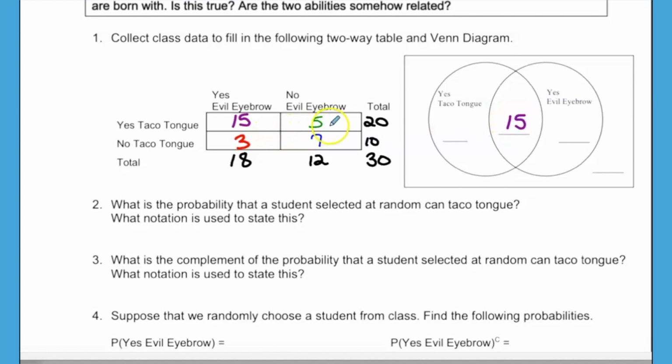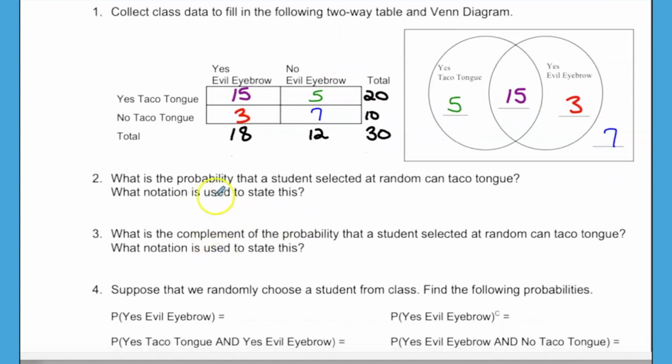This is a set of sample data, so your data will be different because it will come from a live class, but the yes evil eyebrow and yes taco tongue will go in the middle of the Venn diagram. Some people call that the football because it looks like a football. The yes evil eyebrow and no taco tongue will go in what some people call the right Pac-Man, because it kind of looks like a Miss Pac-Man or a Pac-Man. This 5 here, the no evil eyebrow but yes taco tongue, will go in the left Pac-Man. And the 7, no evil eyebrow, no taco tongue, will go down here.